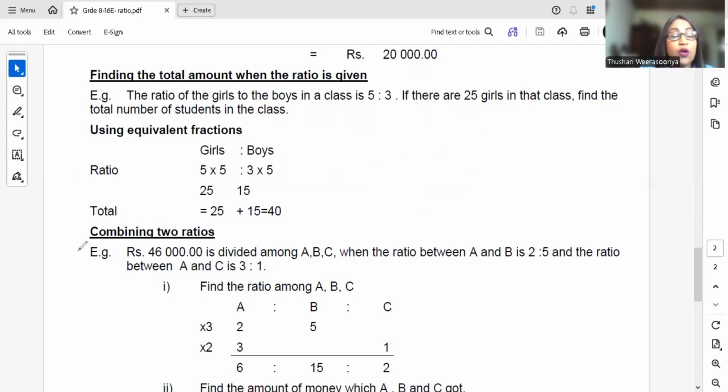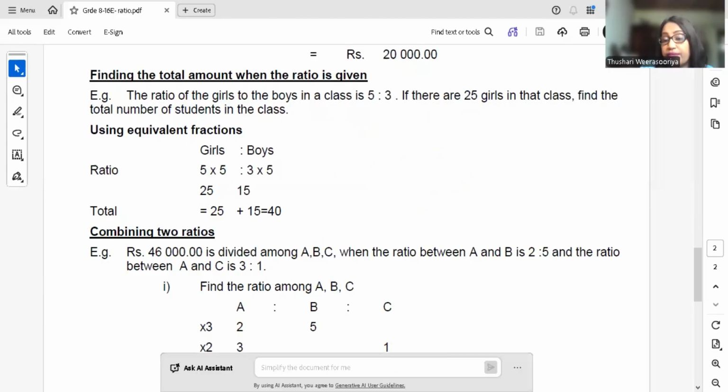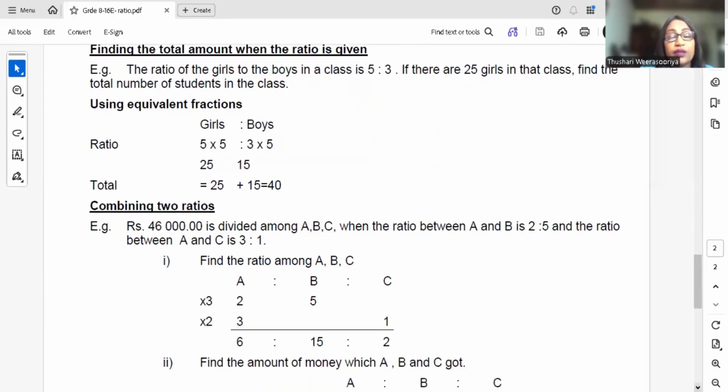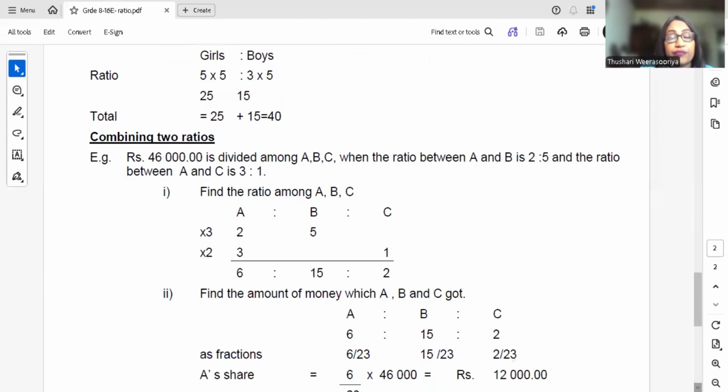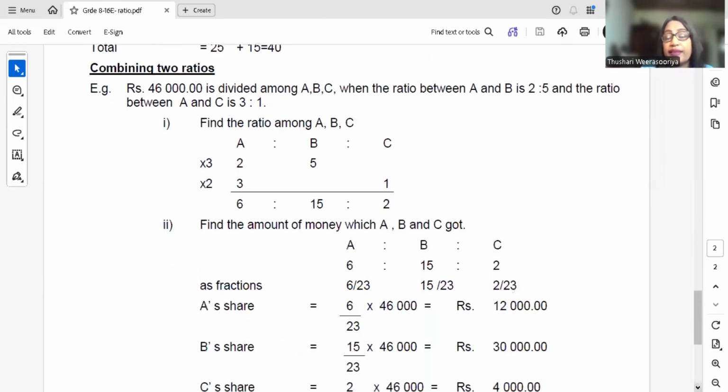Right. We'll go to how to combine the ratios. That is very, very important. How to combine the ratios. Now look at this. 46,000 is divided among A, B, C. 46,000 is there. I have to divide it among A, B, C. Right? But they have not given the ratios at once. Partially given. So you have to combine them all together.